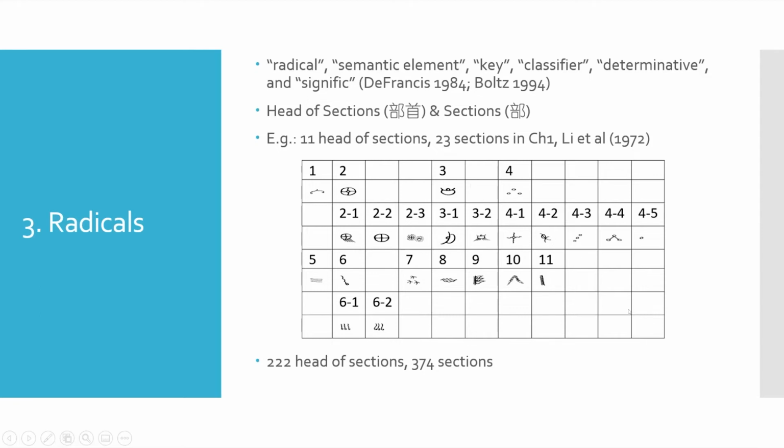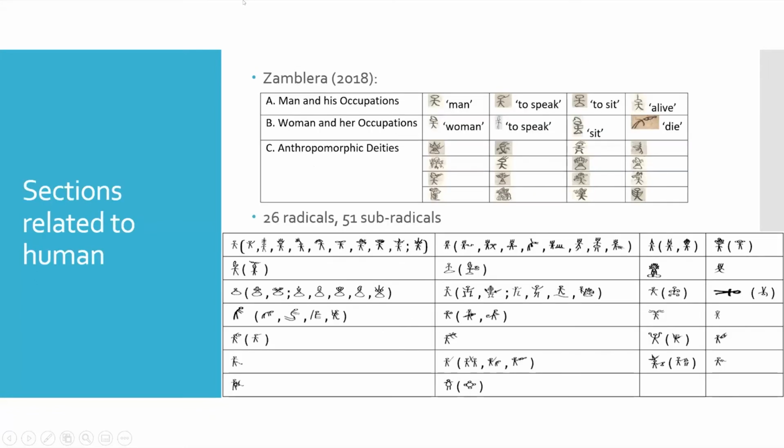And with this framework, I have regrouped all the glyphs from the dictionary compiled by Li Lingcan, Zhang Kun, and He Cai, and I have highlighted 222 head of sections and 374 sections. This analysis on the radical system can be arbitrary to some extent.